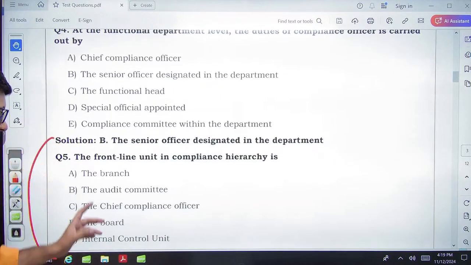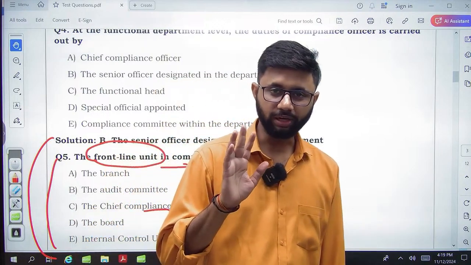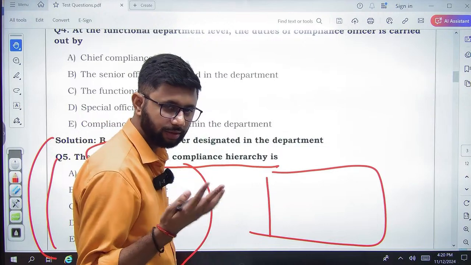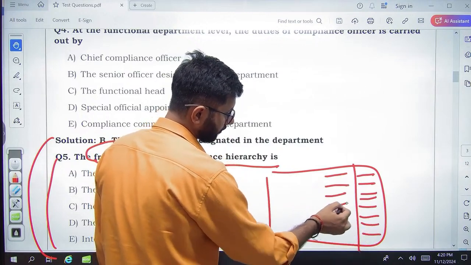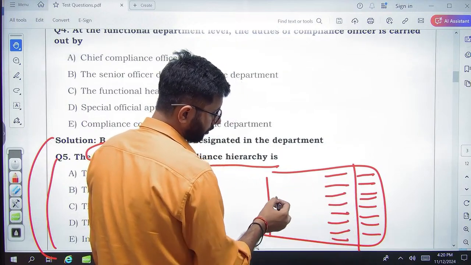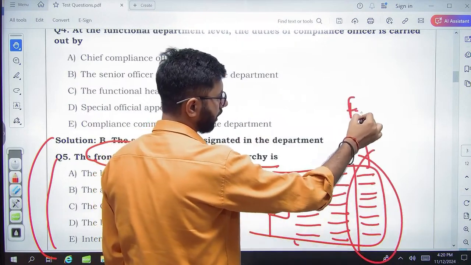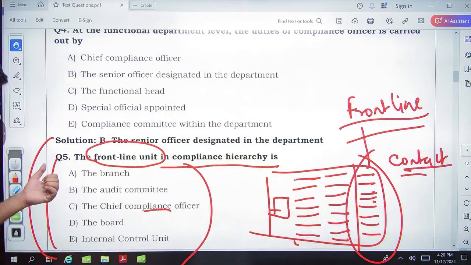Let's go. Next is the frontline unit in the compliance hierarchy is what? Do very clearly and very cautiously answer this question because frontline means, in this way see, during war you have infantry division at the front, okay. Then you have cavalry over here, horse riders. You have king at the end and then further different troops. These are your front line. It means those who are first in contact. Now try and do this question. Now you will be able to better do this question if you understand the concept of front line.